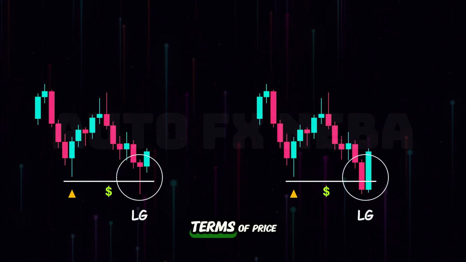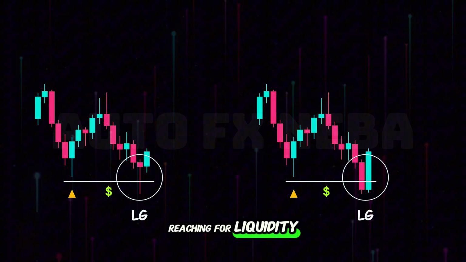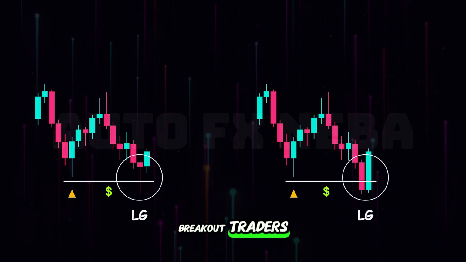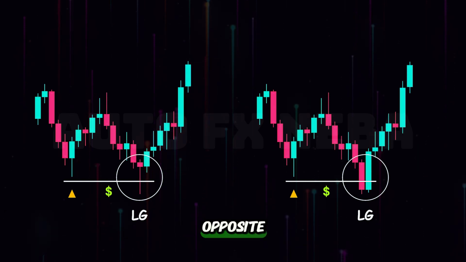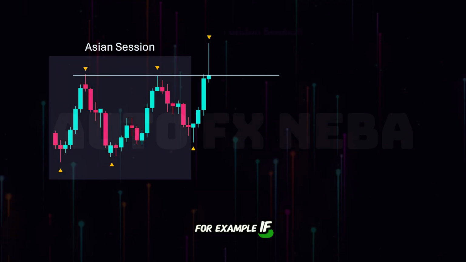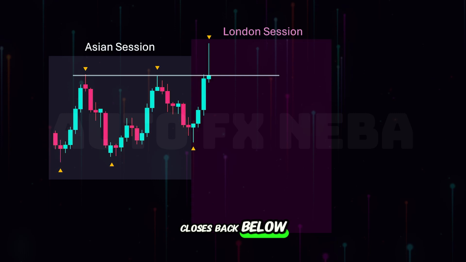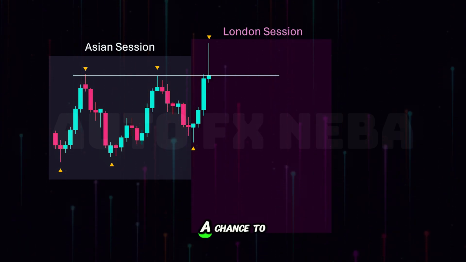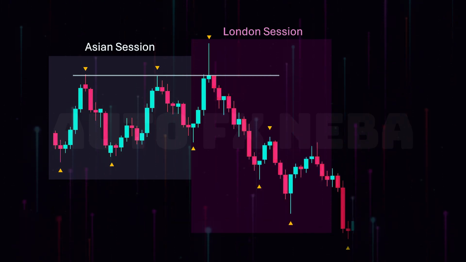Now, what does this show in terms of price action? It means that the market was reaching for liquidity below the support by triggering stop losses and trapping breakout traders. This is often a strong signal that the market is likely to move in the opposite direction of the liquidity grab. For example, if price sweeps above Asian high during the London opening but then quickly closes back below the level, it shows buyers have been trapped. This gives traders a chance to look for short setups, expecting the price to reverse and move lower.